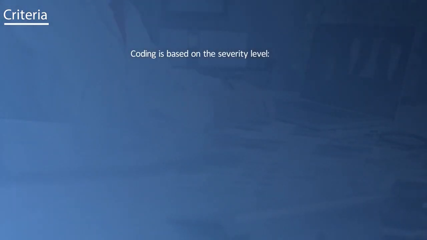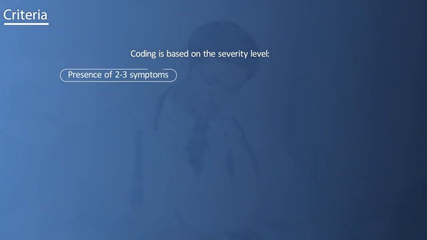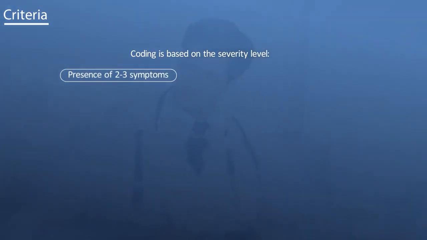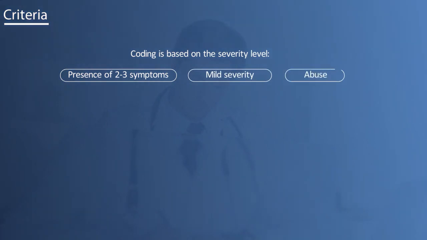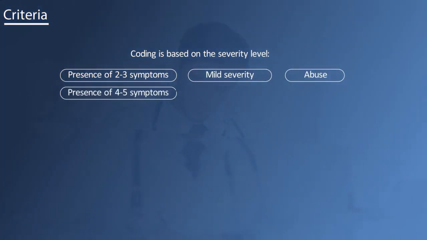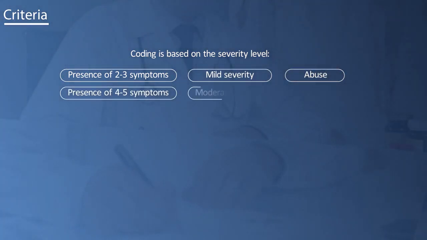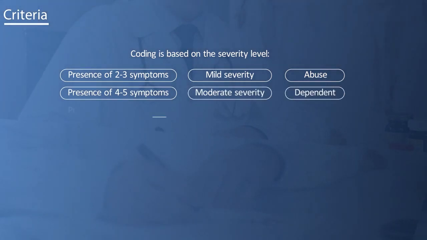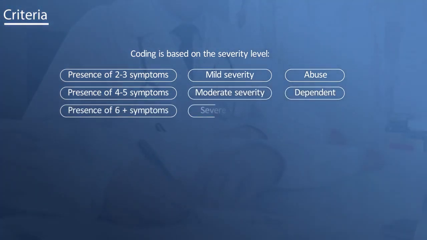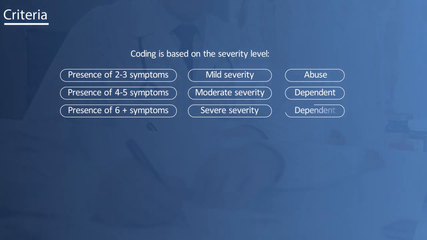Coding is often based on the severity level. When only 2 to 3 symptoms are present, it is considered as mild severity, abuse. When 4 to 5 symptoms are present, the severity is considered moderate and dependent. And when there are more than 6 symptoms, the severity is severe, dependent.